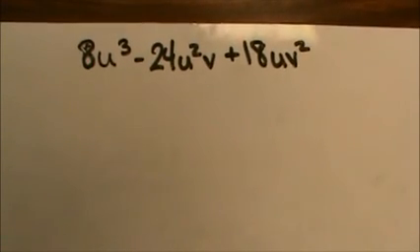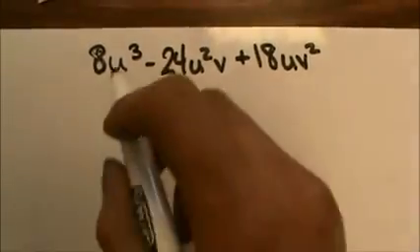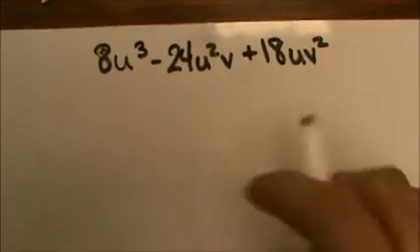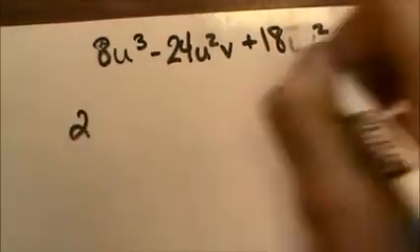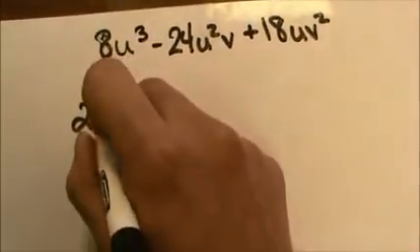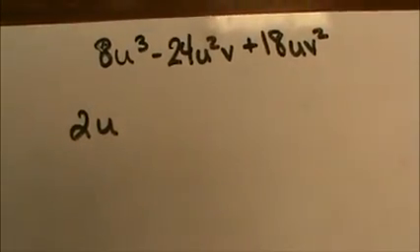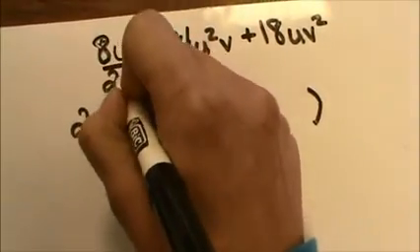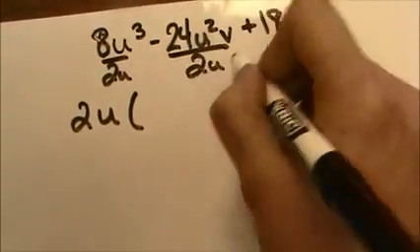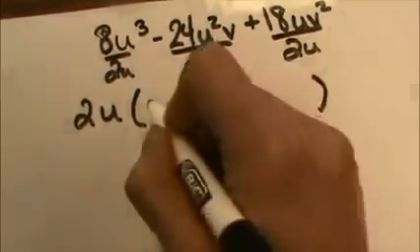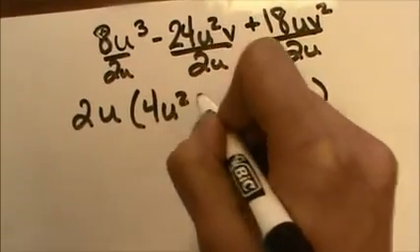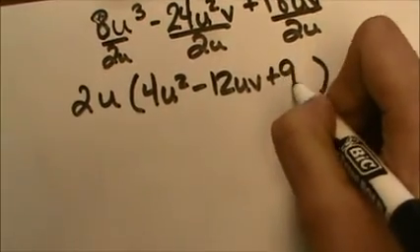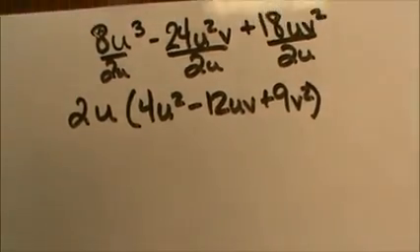Factor. The greatest monomial factor between all of these 3 terms, they are all divisible by 2. They all have a u. They do not all have a v. So this is my greatest monomial factor. Divided by 2u, divided by 2u, divided by 2u. I am left with 4u squared minus 12uv plus 9v squared.